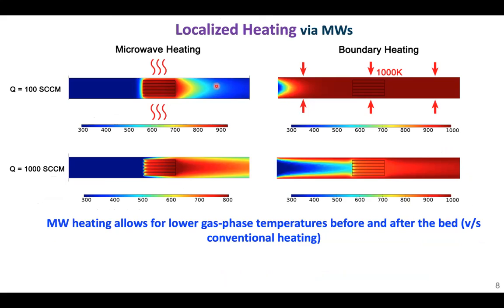So with our simulations, we find that for two different flow rates, if you're using microwaves for heating, the region upstream of the monolith is in blue, which shows that it's at low temperatures, while in a conventional heating furnace, where the whole of the quartz tube would reach a certain temperature, we find that this is not true. And on an average throughout the quartz tube, the temperature is higher when heated conventionally over when heated with microwaves.